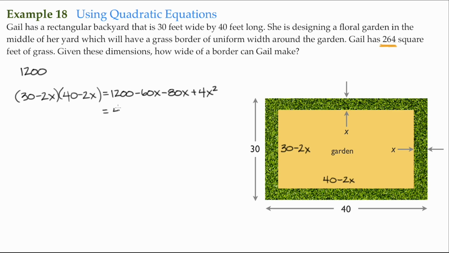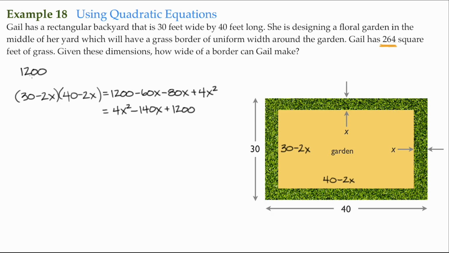So this is 4x squared minus 140x plus 1,200. So this represents the area of the garden. So if I subtract out the area of the garden from the whole backyard, then I have what's left over, which is the border. So we'll do that.